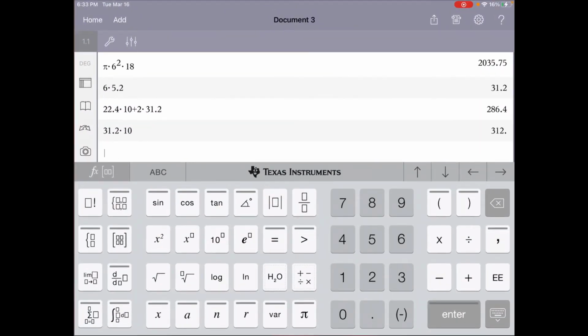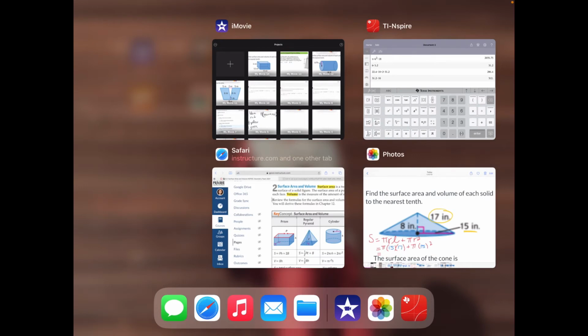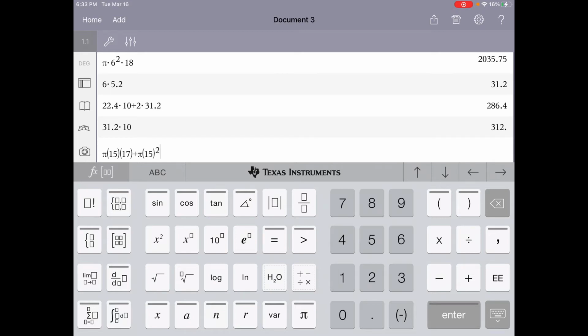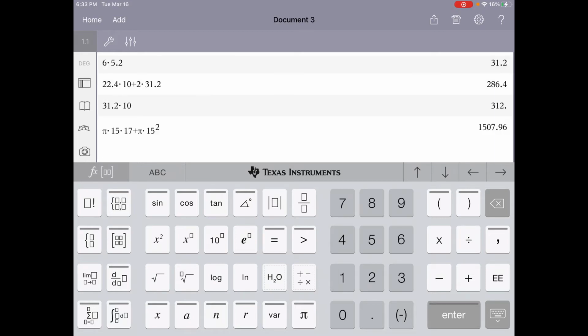Okay, so it was pi times 15 times 17. And then we've got to add your pi and your radius squared. Your radius was 15. We're going to square that. Okay, we're going to click enter. And it says our final answer is 1507.96. Remember, we must round, and we're going to round to the nearest tenth.